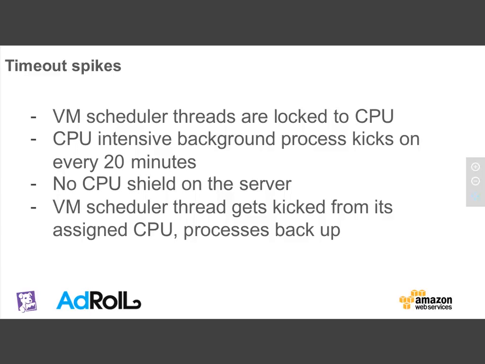And it turns out that it was a configuration problem with the way we had our boxes set up. So the Erlang virtual machine scheduler, we locked their threads to CPUs. And we had a CPU-intensive background task that would kick on every 20 minutes. So the problem there is we had no CPU shield set up on the server, so the virtual machine scheduler thread got kicked from its assigned CPU. And when it got kicked, all of the processes that it had queued up, they got dropped for a little bit, and then they all time out because we're on this firm clock.